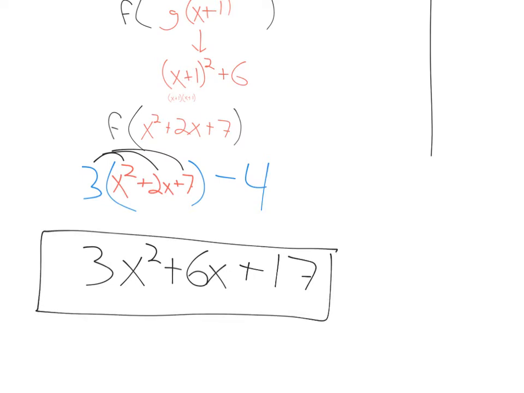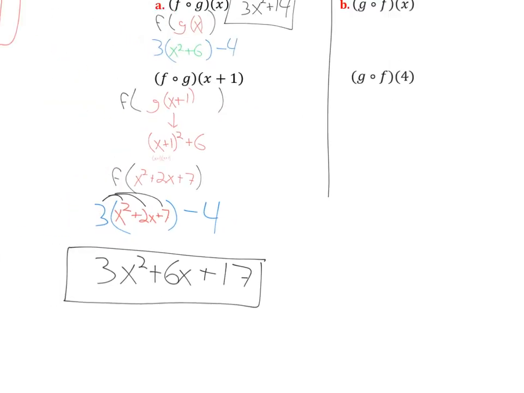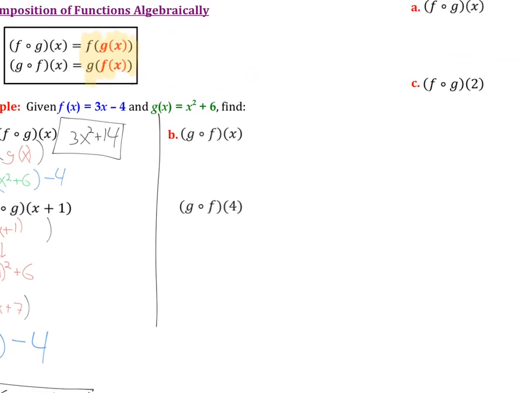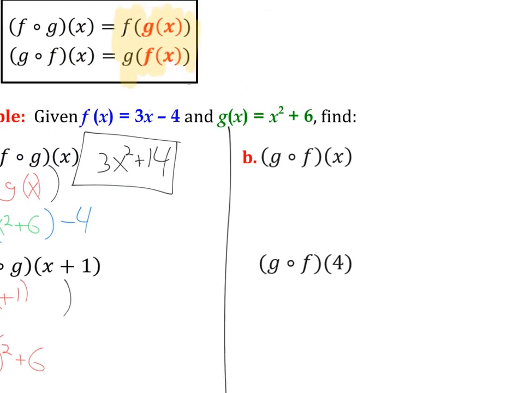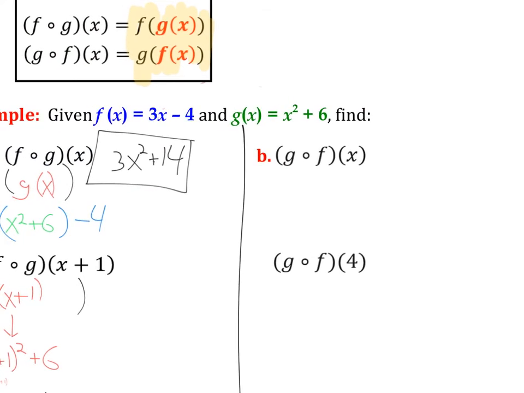Cool. That one was kind of involved, huh? All right, now let's work backwards. Let's plug the g function into the f function. So for part B, we're going to take the f function, which is 3x minus 4, and we're going to plug that in for x on the g function. So f is getting plugged in for x.